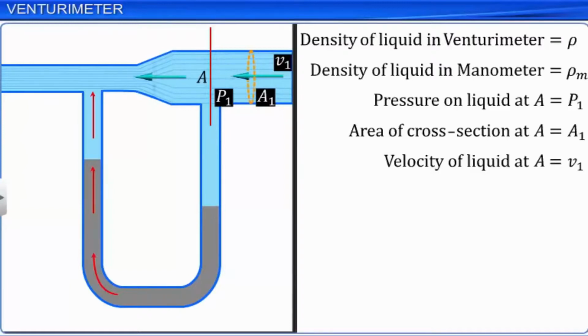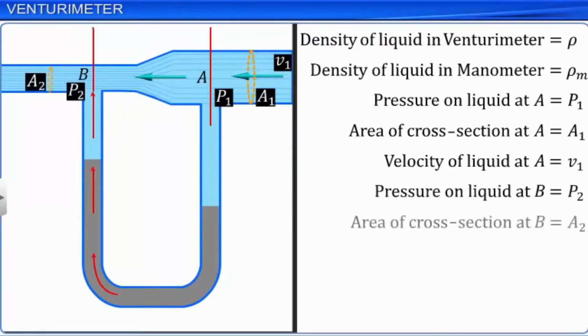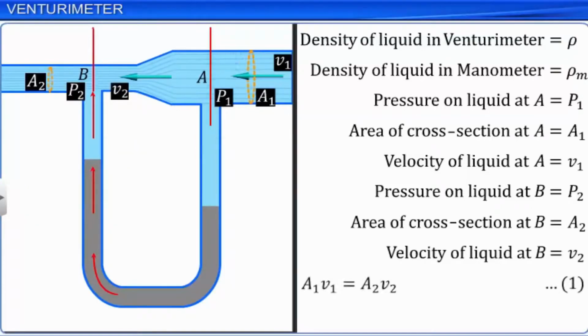Consider a point B on constriction. Let P2 be the pressure on the liquid, A2 be the area of cross-section, and V2 be the velocity of the liquid at B. According to the equation of continuity, the total mass of the liquid going into the tube through any cross-section in a given time interval should be equal to the total mass coming out of the tube from any other cross-section in the same time interval.